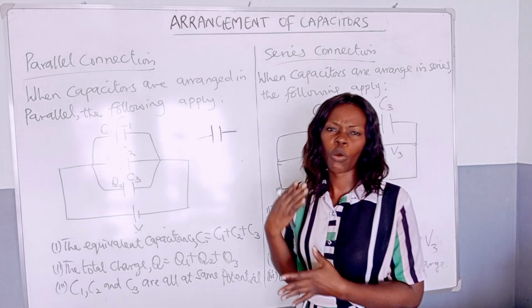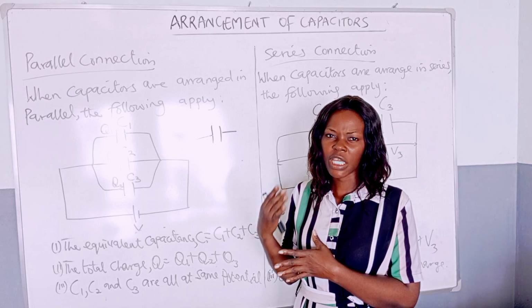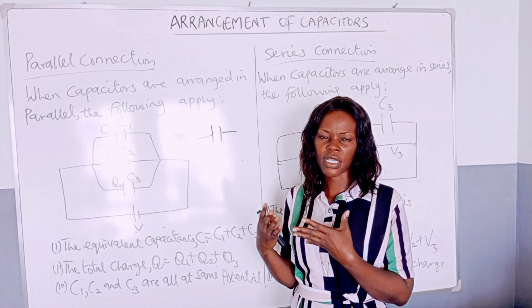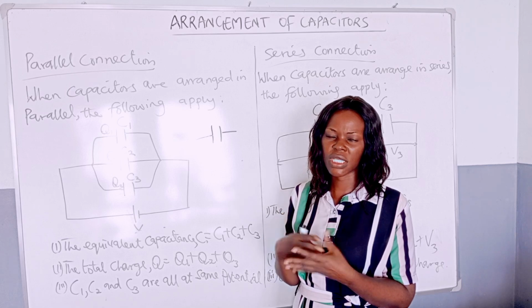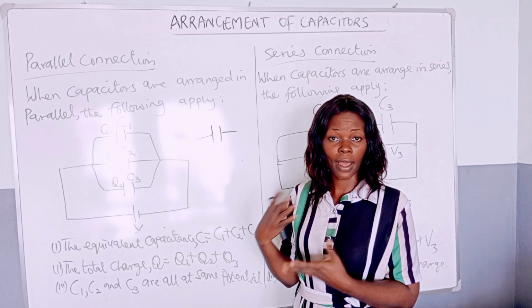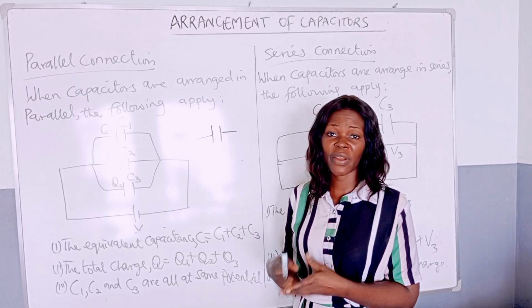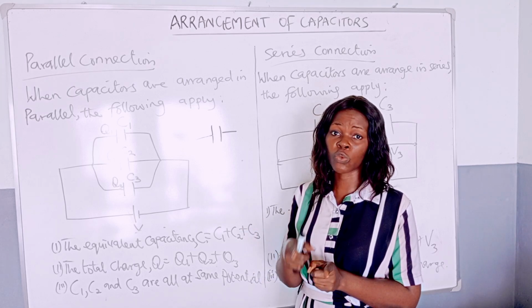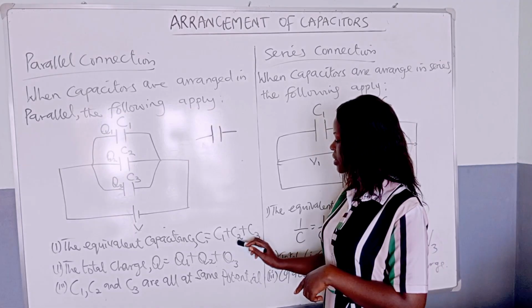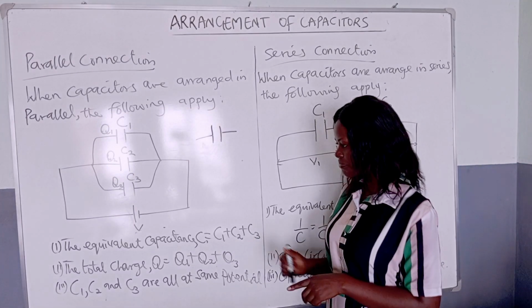So this is like the opposite of resistors in series. When we look at capacitors, they work in opposite. Resistors connected in series are added this way, but capacitors arranged in parallel are added as if they are resistors in what? Series. So don't forget that. C1 plus C2 plus C3.